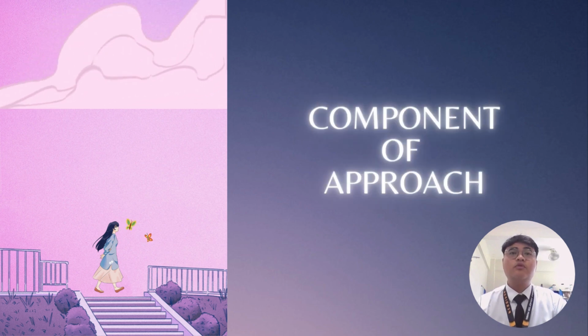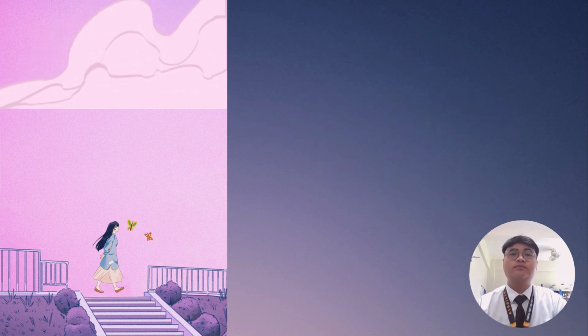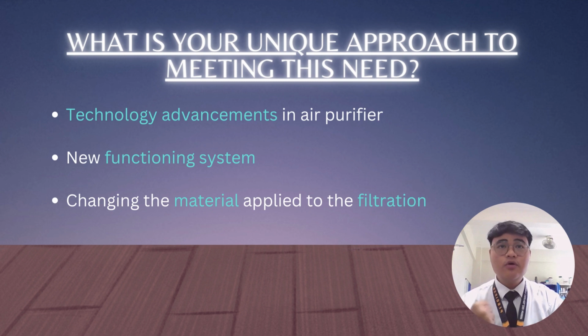So let's move on to the component of approach. Next, what is your unique approach to meeting this need? First, we can add technological advancement in air purifier technology, such as smart air purifiers that can be controlled remotely through smartphones. Second, new functioning systems such as an air conditioner and heater can be added so that it gives comfort to the user in every temperature.